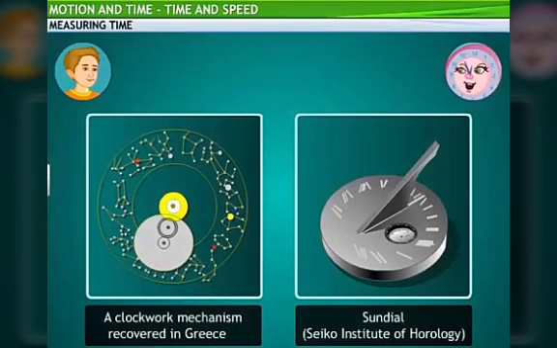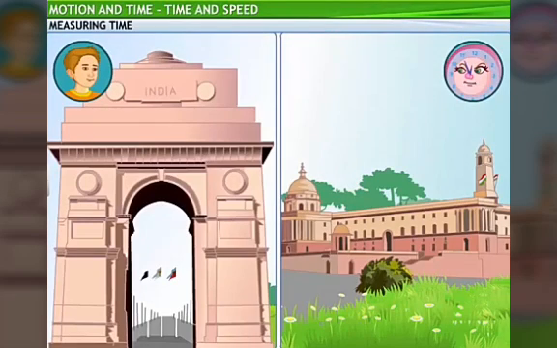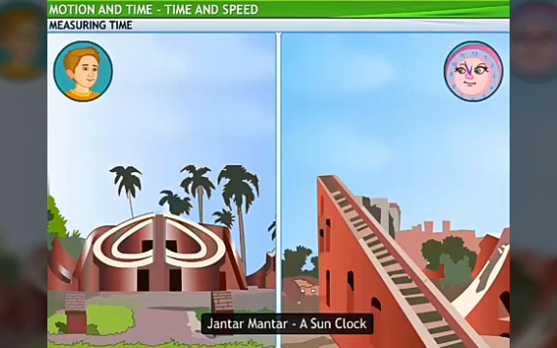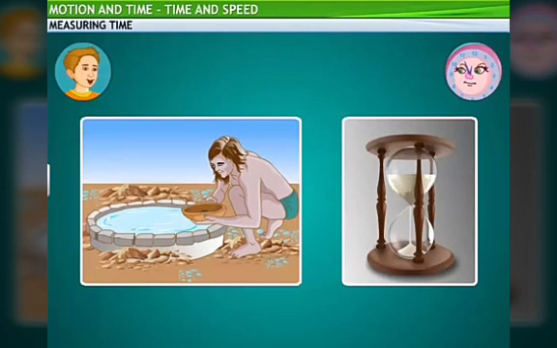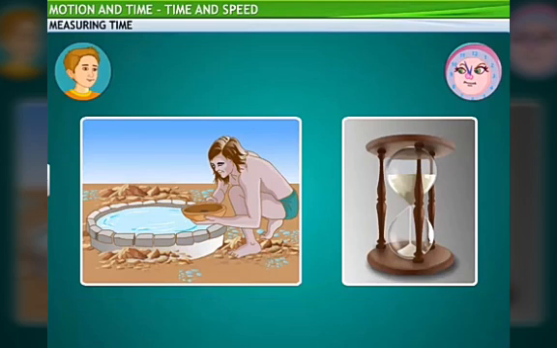I represent the modern clock. However, in the past, my ancestors existed in several different forms. Remember your trip to Delhi during your last winter vacations? You went to see the Jantar Mantar, which is basically a sun clock. Oh yes, I remember. I read on the internet that water clocks and sand clocks have also been used to measure time in the past. Different designs of these devices were developed in different parts of the world.